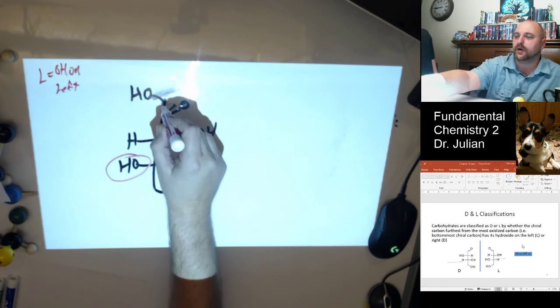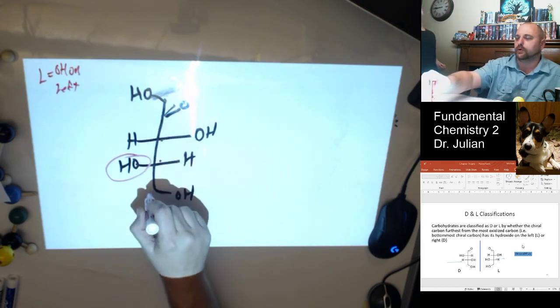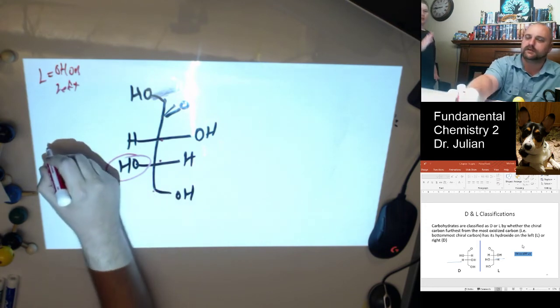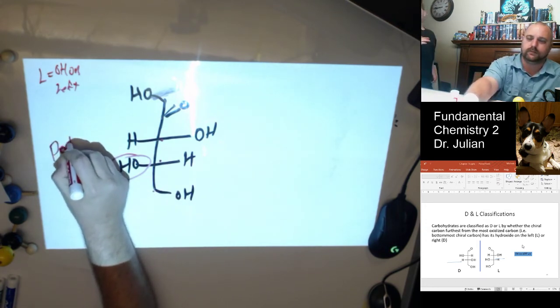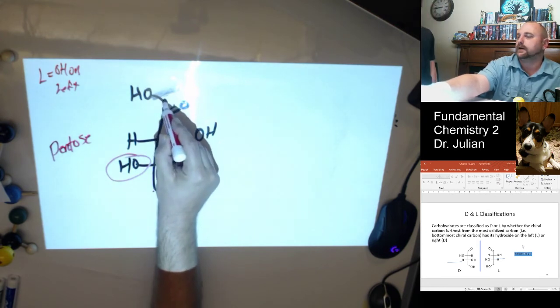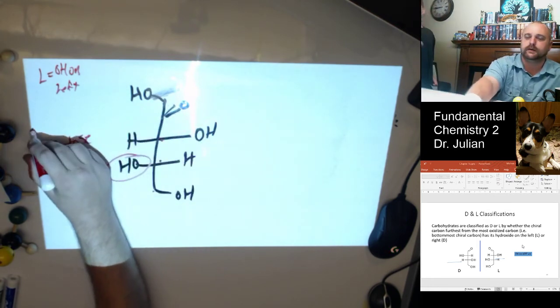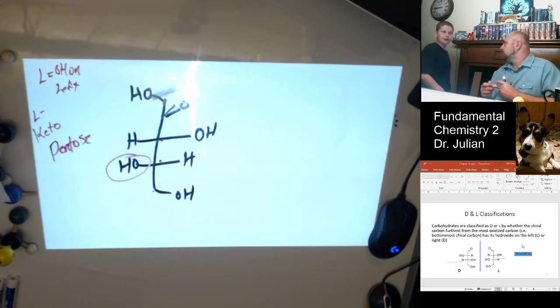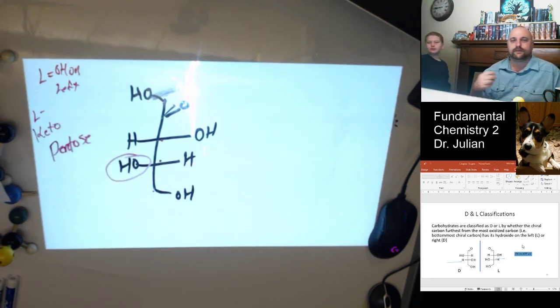How many total carbons? 1, 2, 3, 4, 5. So 5 carbons, it's a pentose. And this is a ketone, so it's a ketose, with a carbon on the other end. So L-ketopentose. L-ketopentose. And that's how we classify these, all right?